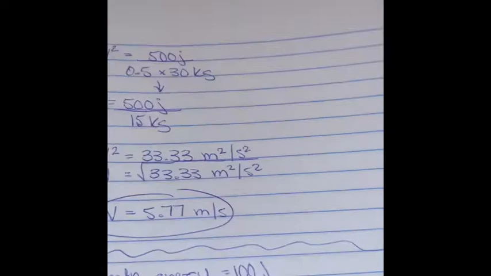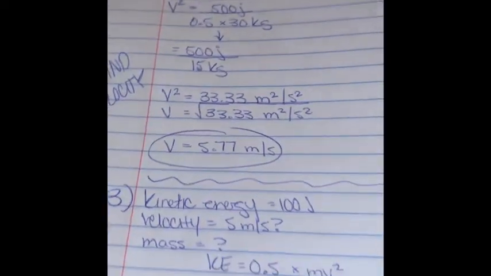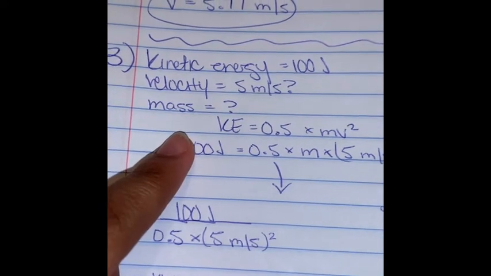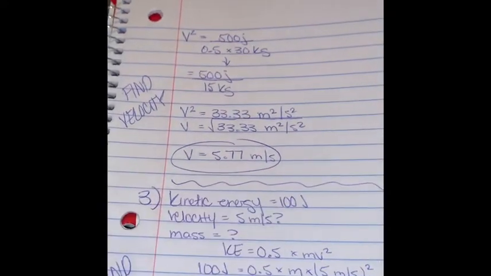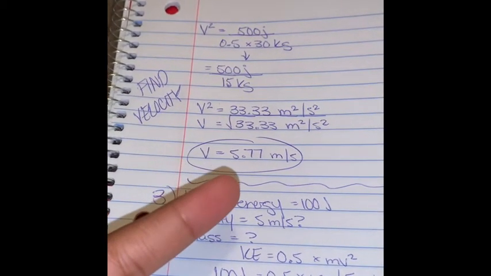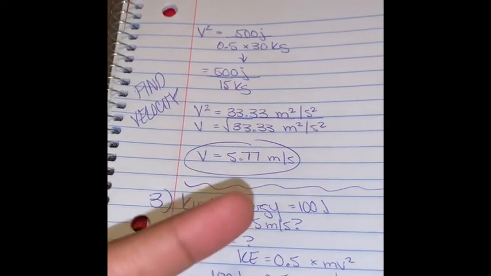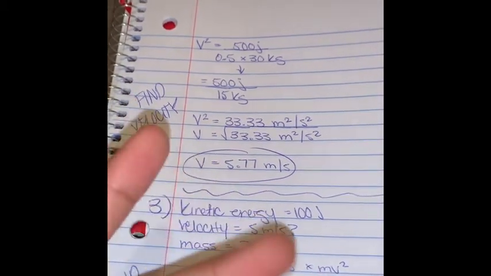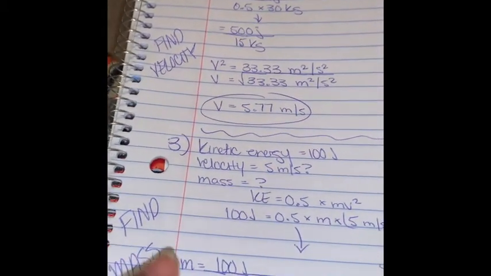Okay? All right, and lastly, down to our third example. So we first went over kinetic energy, just plugging in the numbers. You already have the mass and velocity. Now the second one was finding velocity. The third one, you're just finding the mass.